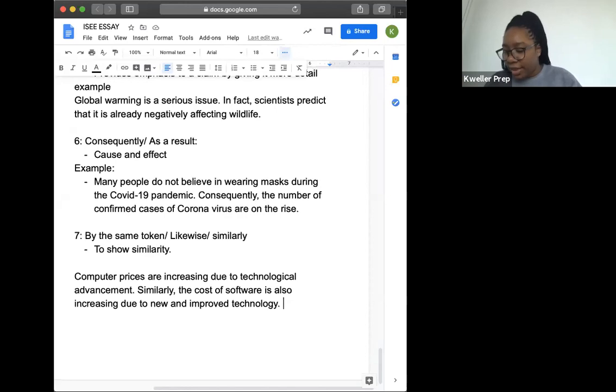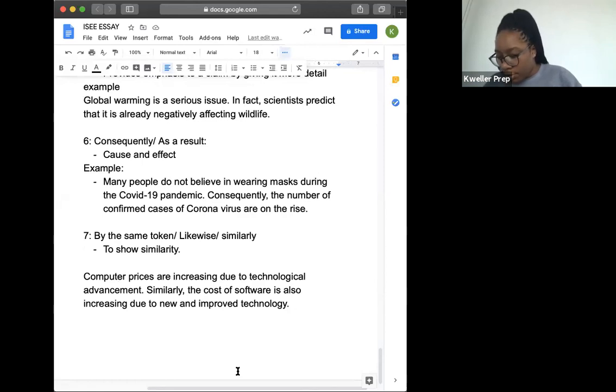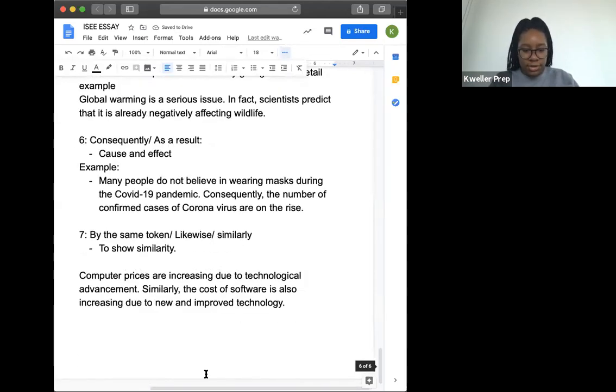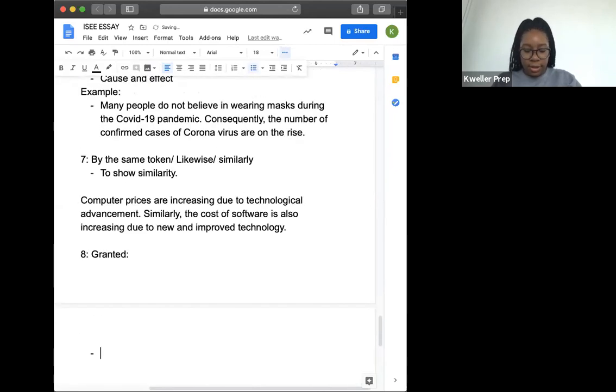We only have a few more examples left. Actually, we only have one example left. And it's sort of in the same way, it's similar to number 2. But number 8, we have the word granted. The word granted is used to concede to a point.